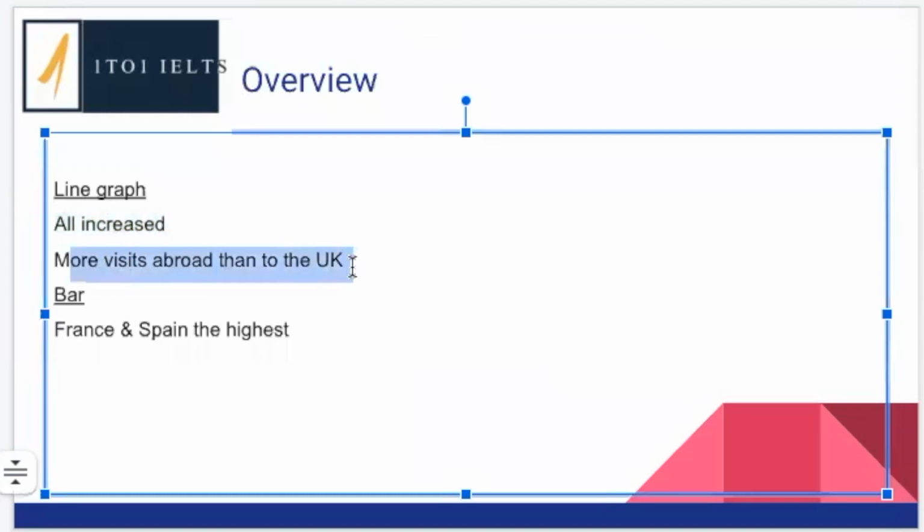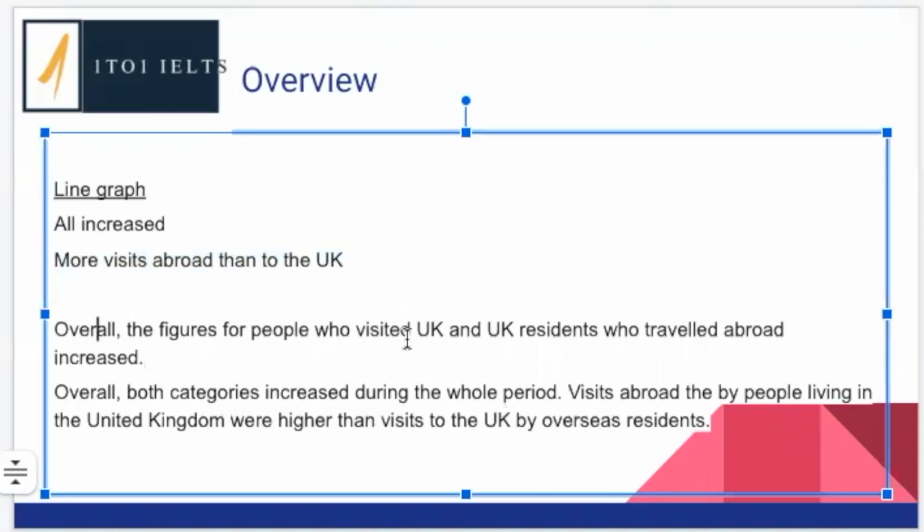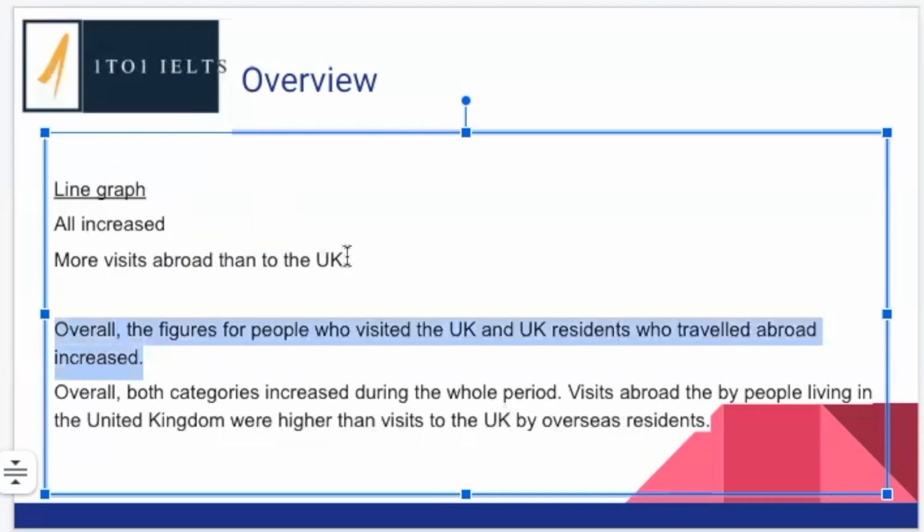Everything increased and then more visits abroad. When doing this, you can also use the title of this graph, which is going to be useful for you. So overall, the figures for people who visited UK, remember we refer to the UK and UK residents. Here we don't need to have the because UK is being used as an adjective. But when the UK is being used as a noun, as the actual place itself, we need the article. The figures for people who visited the UK and UK residents who traveled abroad increased. This is addressing one, but it's not addressing the other. But it's very, very well worded. So I'm actually going to keep this. But for whoever wrote this, can you add the second part?